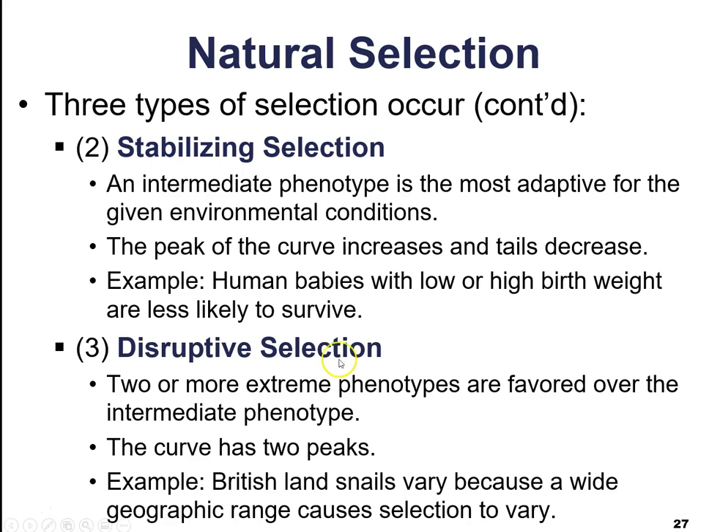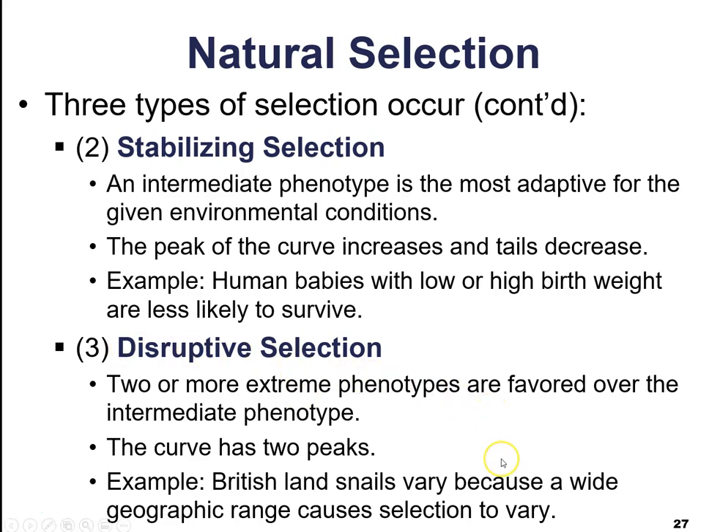Next one is stabilizing selection. An intermediate phenotype is the most adaptive for that given environment, right? And so the peak of the curve will increase, but then the tails will decrease, okay? So again, you'll see that all of these curves are these bell-shaped curves like we mentioned in the beginning, but they're going to have various different features, okay? An example of stabilizing selection is human babies. Okay, so low or high birth weights are less likely to survive. The intermediate birth weight is what is favored, okay? What is most adaptive, right? Like I said, I'm going to show you pictures of all these.